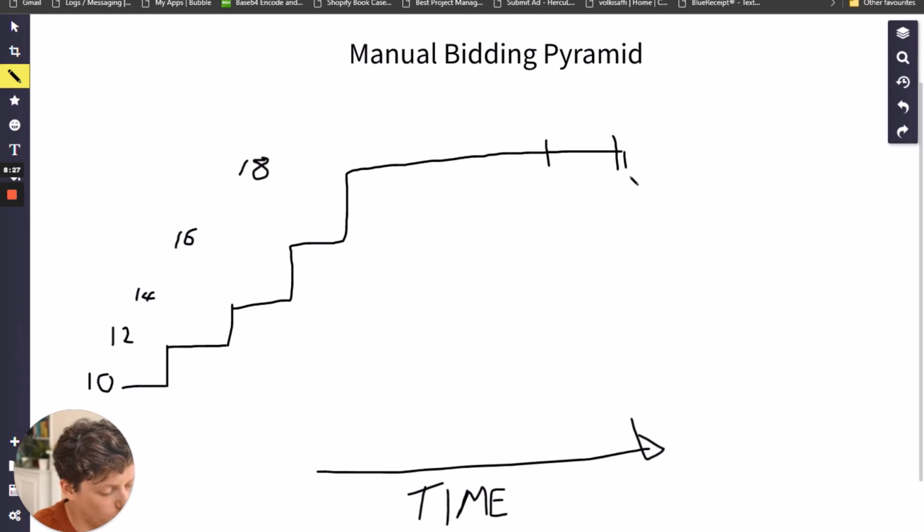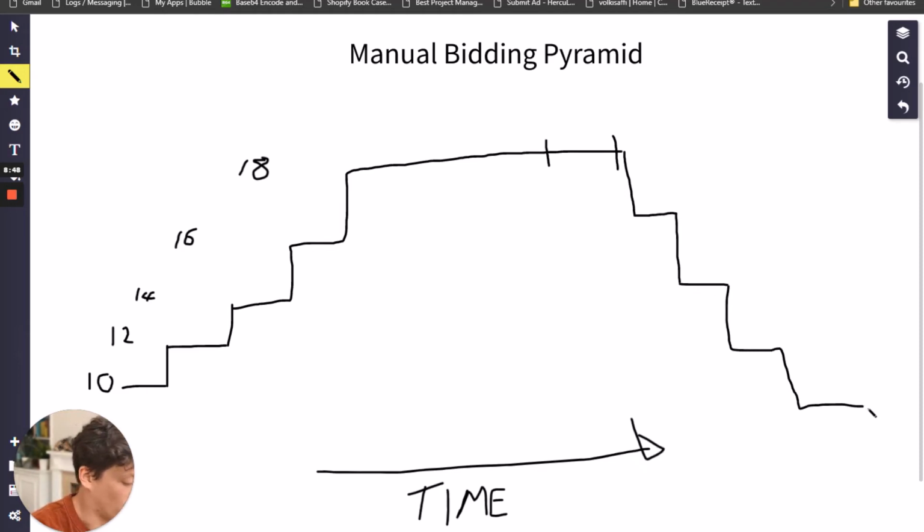So what do we do? We whack our bid down to $16 and then we leave it for 30 minutes to see what happens. Has our spending decreased on that ad group? Has our number of conversions increased? Are we making more purchases, or is our cost per purchase decreasing? If not, we then decrease the bid again and then we leave it for another 30 minutes and so on and so forth.